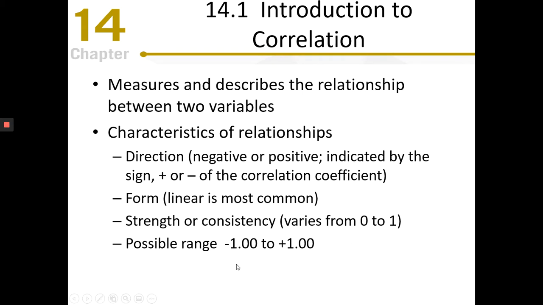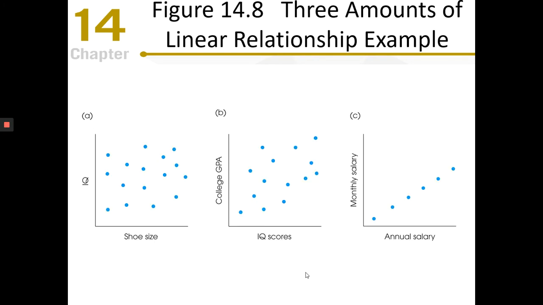The possible range then is -1 to +1. In the middle of that is 0. 0 means no correlation whatsoever, no relationship between the two variables. And then +1 is a perfect positive correlation, and -1 is a perfect negative correlation. So again, the positive and negative just tells us about the direction of the relationship. 0 to 1 tells us how strong the relationship is, with 1 being the strongest.